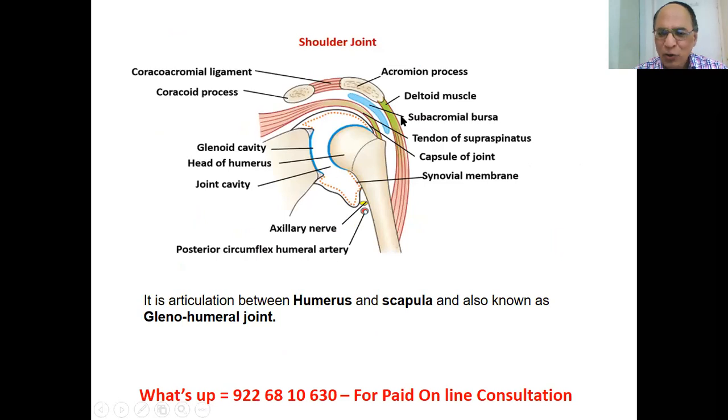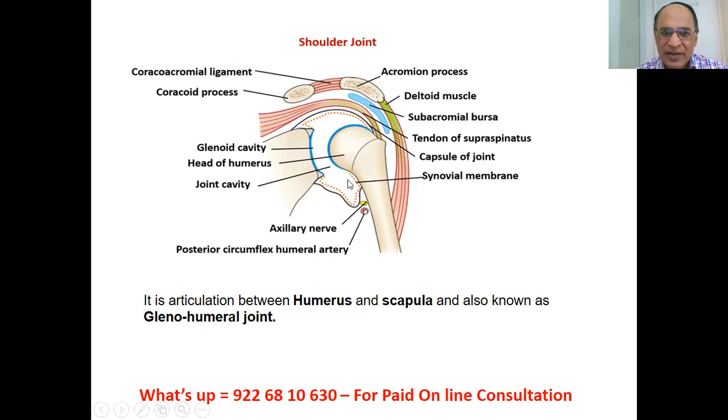So let us see this particular diagram. This is the diagram of the shoulder joint. You will have to draw this particular diagram in the examination. Shoulder joint is an articulation between the humerus and scapula, and is also known as the glenohumeral joint. This is the glenoid cavity. This is the coracoacromial ligament that you can see. This is the coracoid process. This is the glenoid cavity, very important. Head of the humerus.